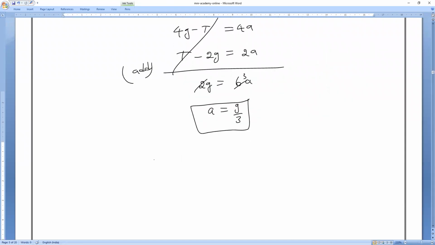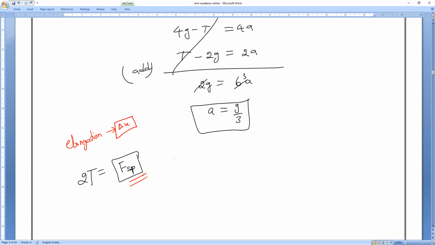Now we want to find the tension because we all know that 2T is equal to the spring force. Am I right or wrong? Yes, please. Because we want to find the spring force, and so the elongation. Elongation means what we have to find? Delta x.